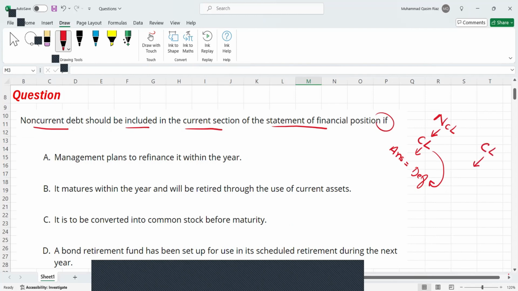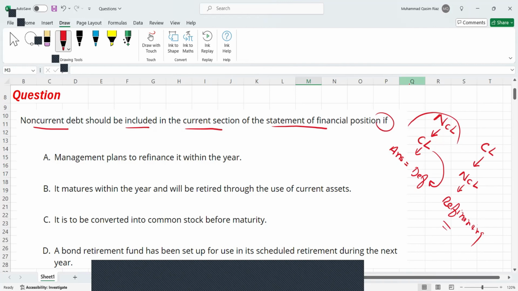Another question could be where a current liability can be recorded as a non-current liability. If this is the question, it is relevant to refinancing of current liability on a non-current basis. So I'll explain this in the second question. First we are discussing this first question. It means we have to identify where the definition of current liability is.